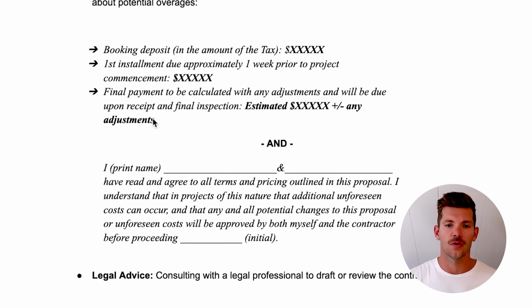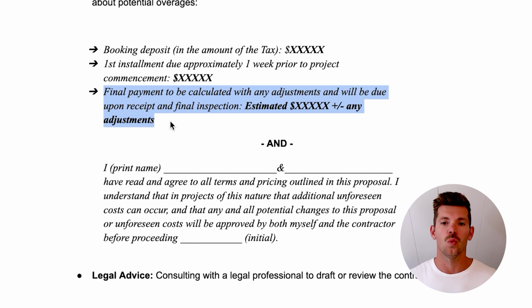And then this is what I want to focus on. It's this third one that's really important to have: the final payment to be calculated with any adjustments and will be due upon receipt and final inspection. Estimated, that would be the balance of your original estimate, plus or minus any adjustments, okay? So this is the point where you have an option to convey to the homeowner, to the client, whoever it is, that these projects are estimates. We're going to track our numbers, but so that you know, any additional costs that come up in making sure that you get a proper delivery, a proper installation will get added on at the end, knowing that we're going to track it all the way through, okay?